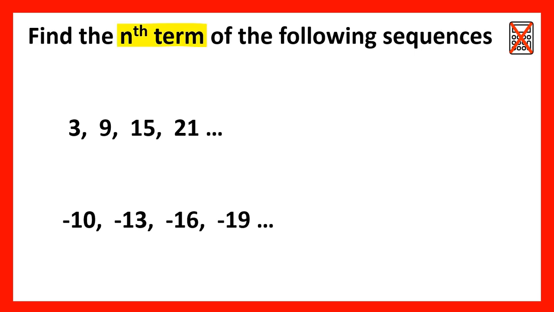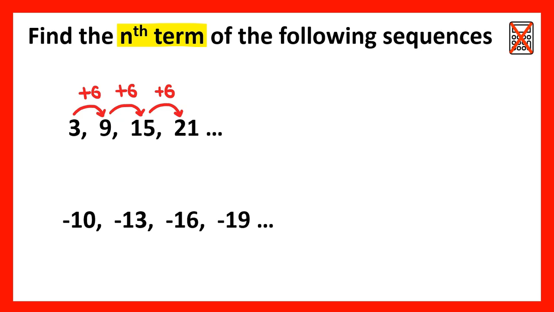A sequence is an ordered list of numbers that follow a specific rule or pattern. An arithmetic or linear sequence is one where each term increases or decreases by the same amount each time. So for the first sequence, we can see to get from one term to the next, the term-to-term rule is adding 6. We call this the common difference since it's the same amount each time.